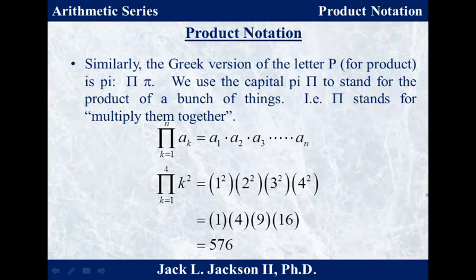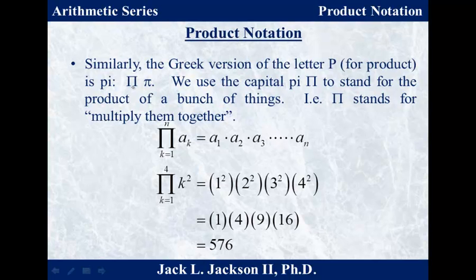Now we can do a similar thing with multiplication called product notation. So the Greek version of the letter P for product is pi. There's an uppercase pi and a lowercase pi. Of course, you're familiar with lowercase pi. That's the circumference of a circle divided by its diameter. That's a specific number, close to 3.14. It's an irrational real number.